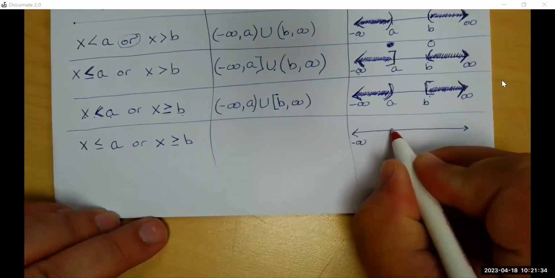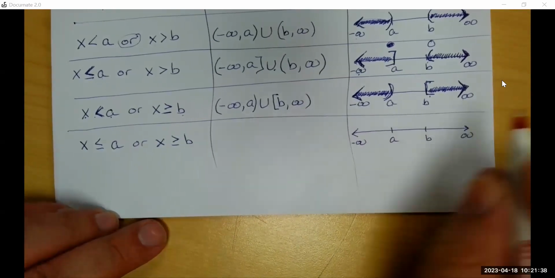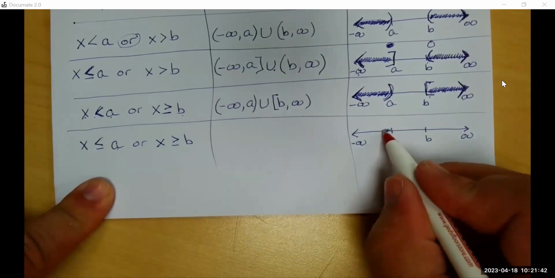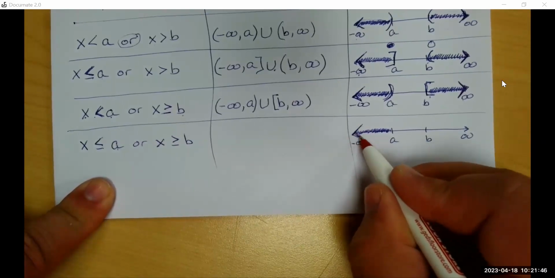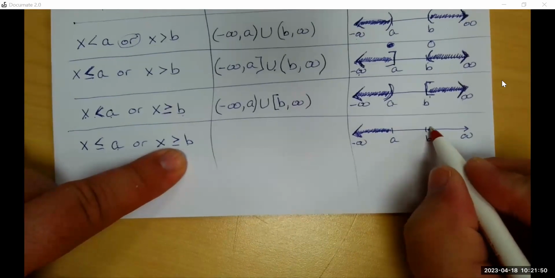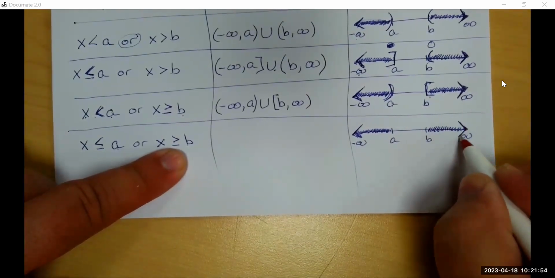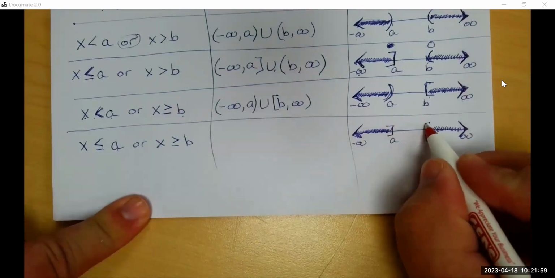So negative infinity, A, B, positive. So from A, it goes to the left. From B, it goes to the right. They're both included, so they're brackets.